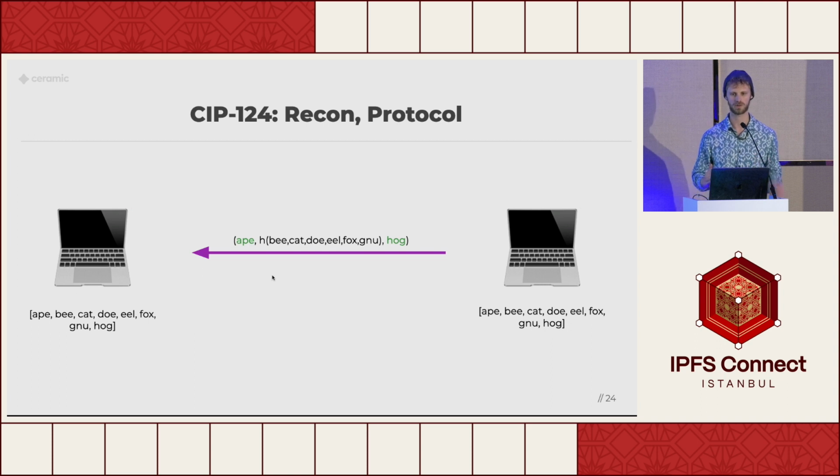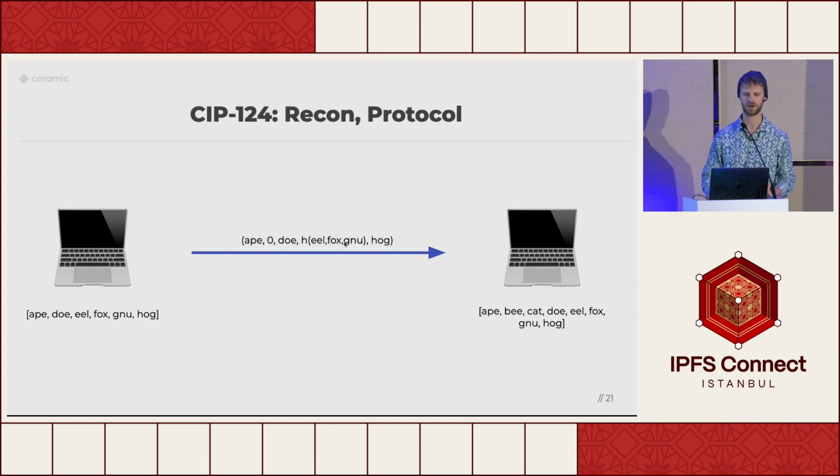This protocol doesn't actually require that. This hash function that's used here is called an associative hash function, which means that, for eel, fox, and gnu, if you hash eel, fox, and gnu independently and just add them together, you'll get a value. And if you do that in any order, you get the same value. And this allows you to not actually enforce a Merkle tree structure on the storage for that node.